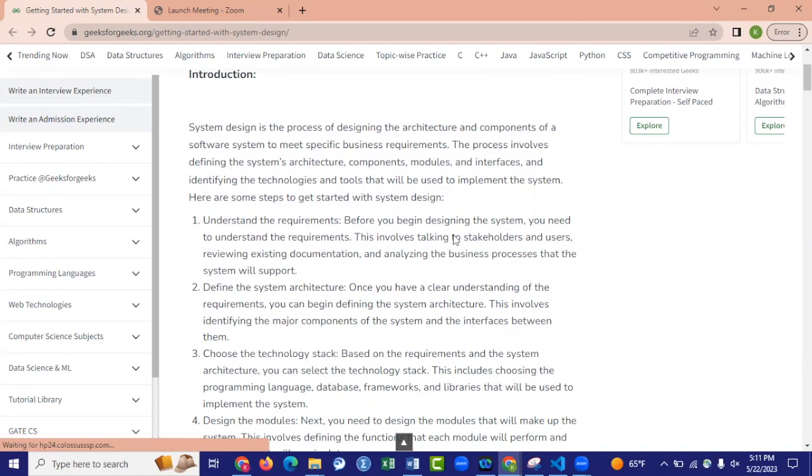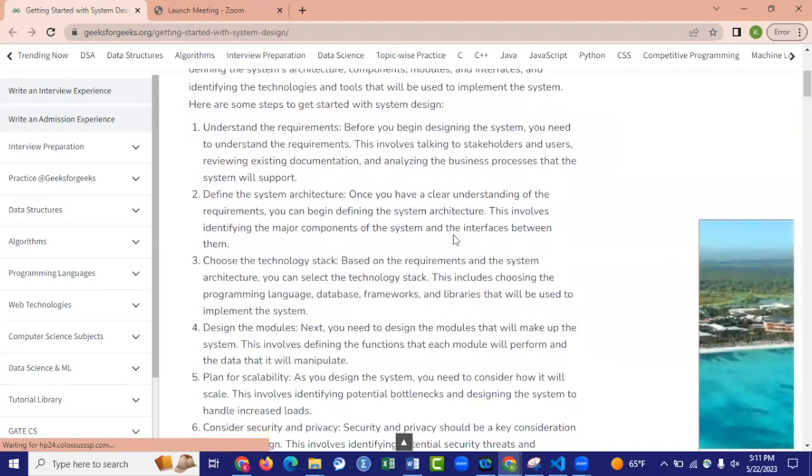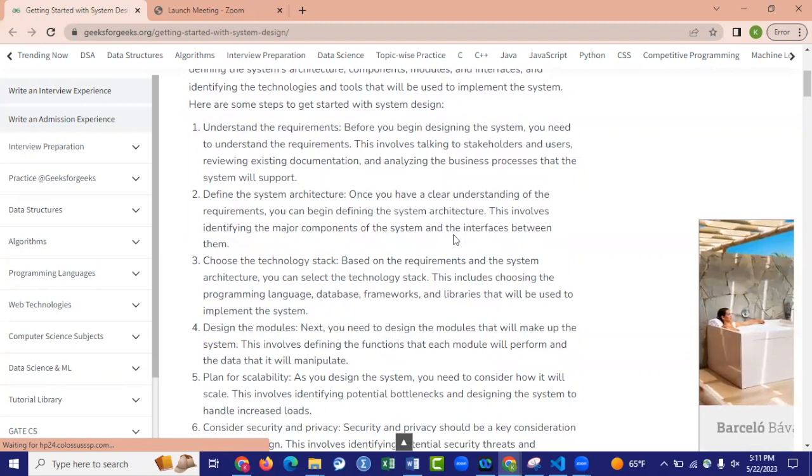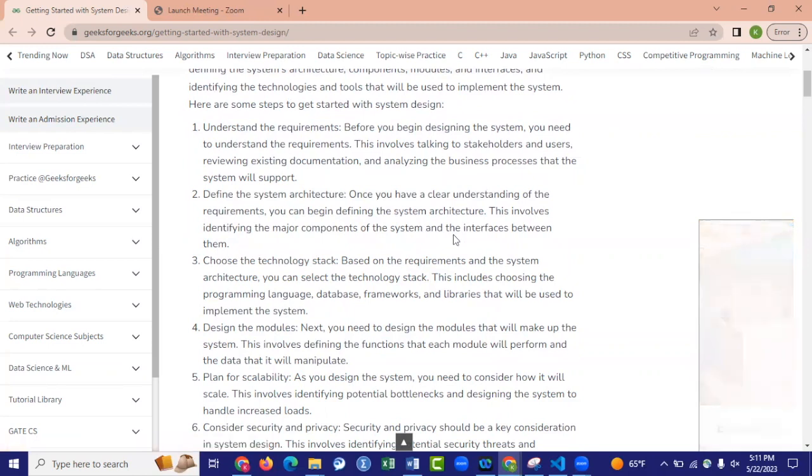Second is to define the system architecture. Once you have a clear understanding of the requirements, you can begin defining the system architecture. This involves identifying the major components of the system and the interfaces between them. Choose the technology stack. Based on the requirements and the system architecture, you can select the technology stack. This includes choosing the programming language, database, frameworks, and libraries that will be used to implement the system.